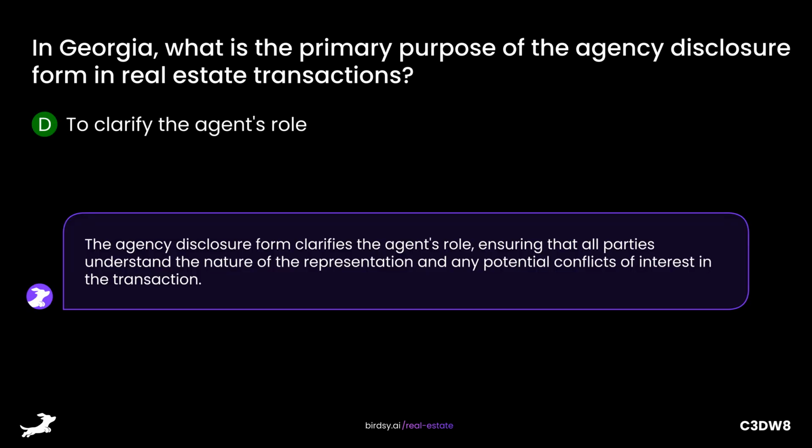The agency disclosure form clarifies the agent's role, ensuring that all parties understand the nature of the representation and any potential conflicts of interest in the transaction.